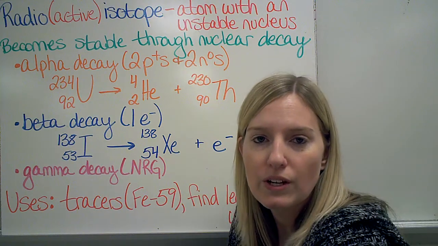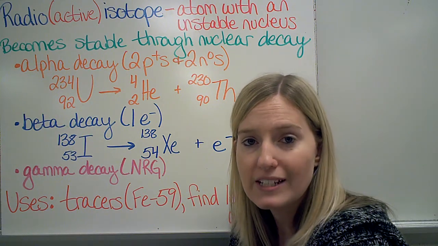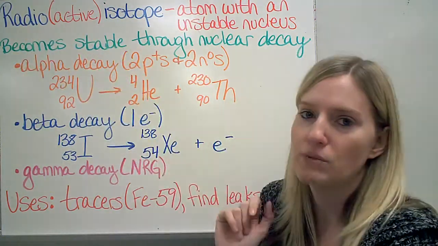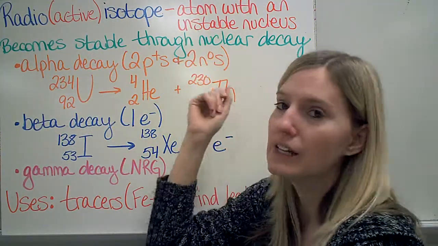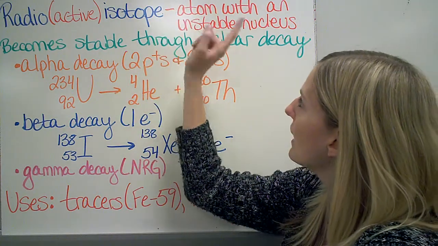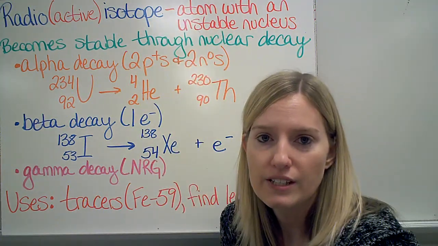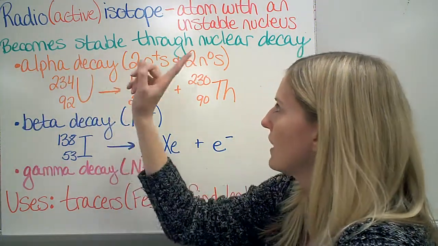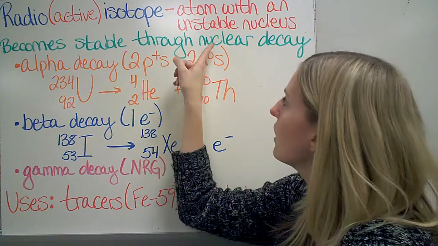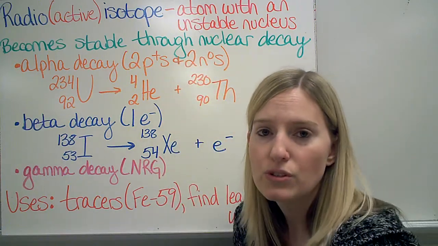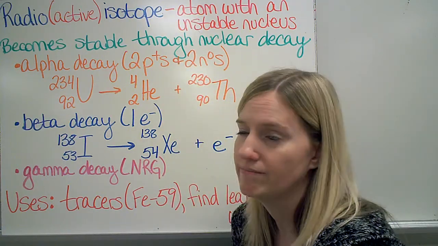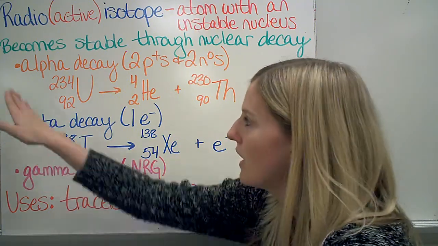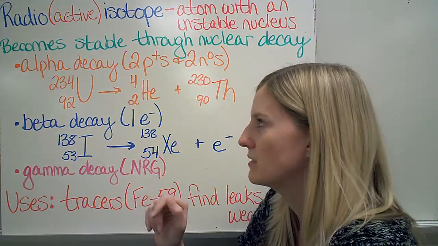So this unit we're going to be talking about radioactive isotopes, and they are also called just radioisotopes as well. So they are going to be isotopes, but they are atoms that have that unstable nucleus that we were talking about previously. In order to become stable then, it goes through a process which we call nuclear decay. So it's going to release what we call radiation. That radiation will take place in 3 different ways: alpha decay, beta decay, and gamma decay.